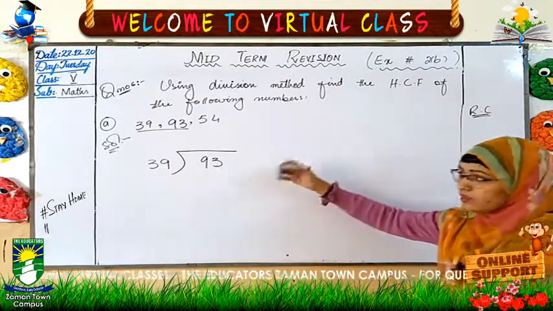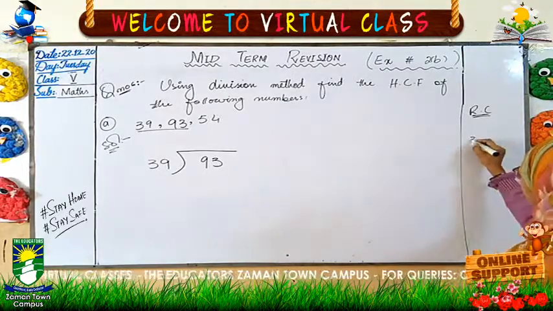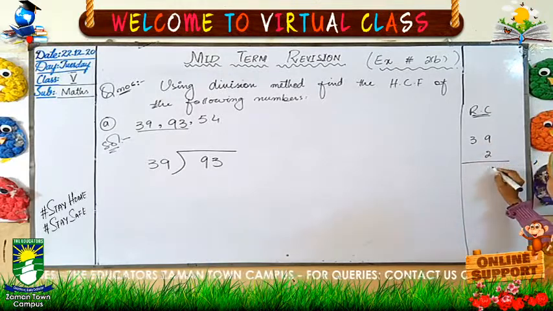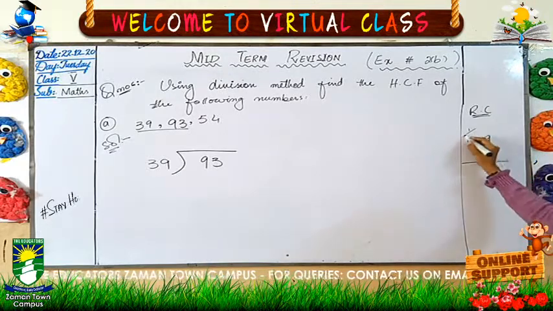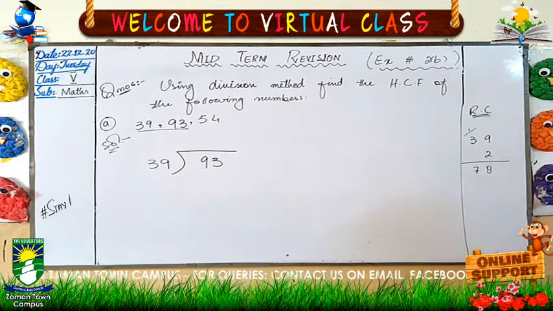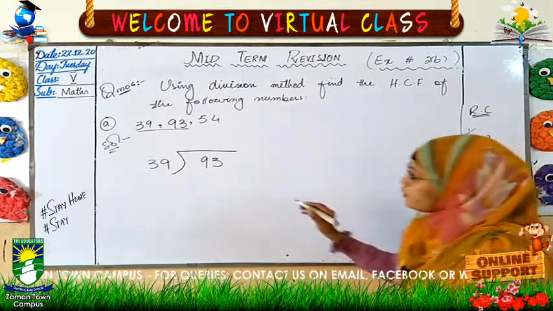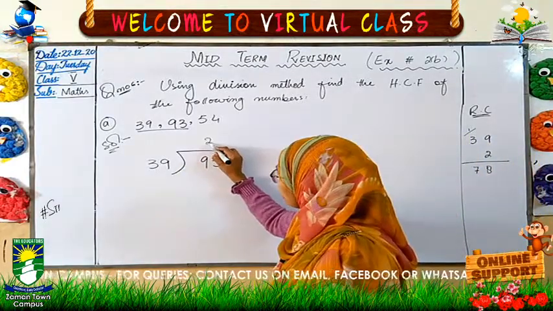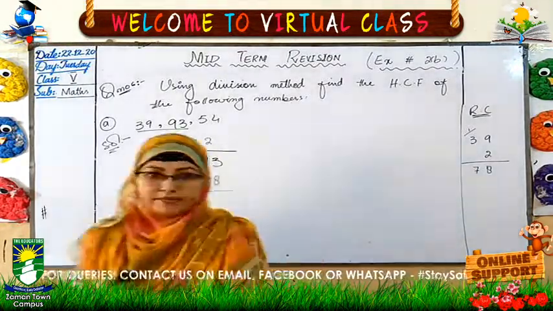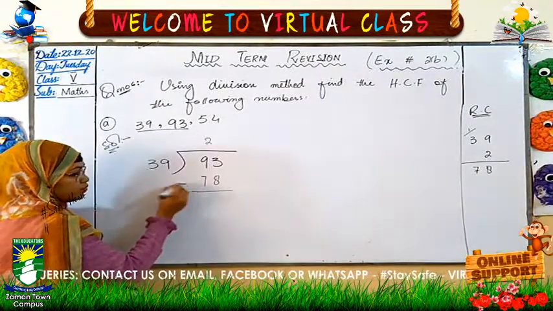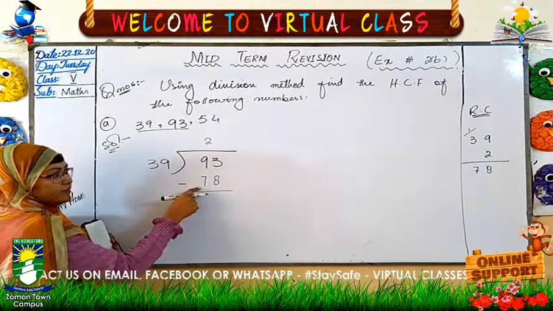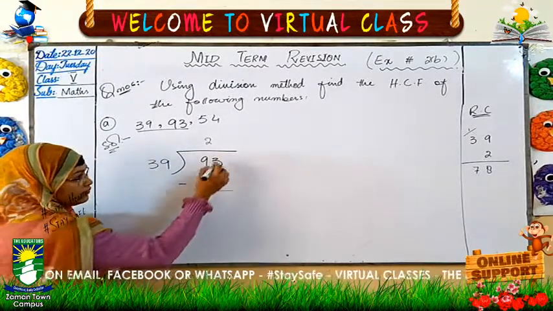So 39 ones are 39 and 39 twos are, we will do the multiplication here. 2 nines are 18, 8 will be here, 1 will be carried, 2 threes are 6 plus 1, 7, 78. So here we will write down 39 twos are 78. Then we will do the subtraction. After writing the value, we have to subtract 78 from 93.